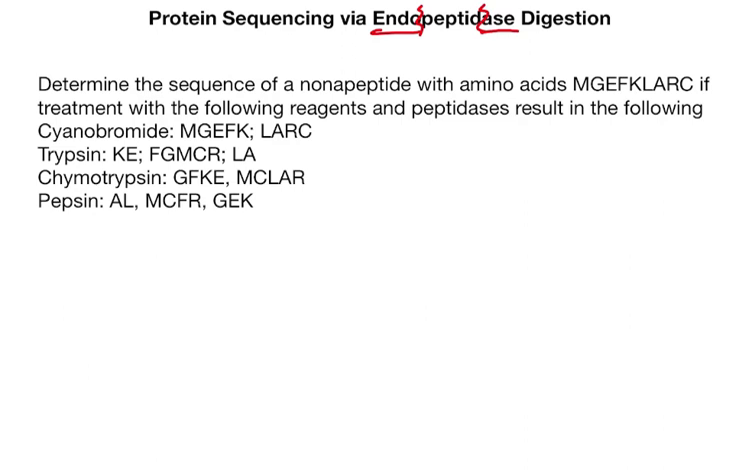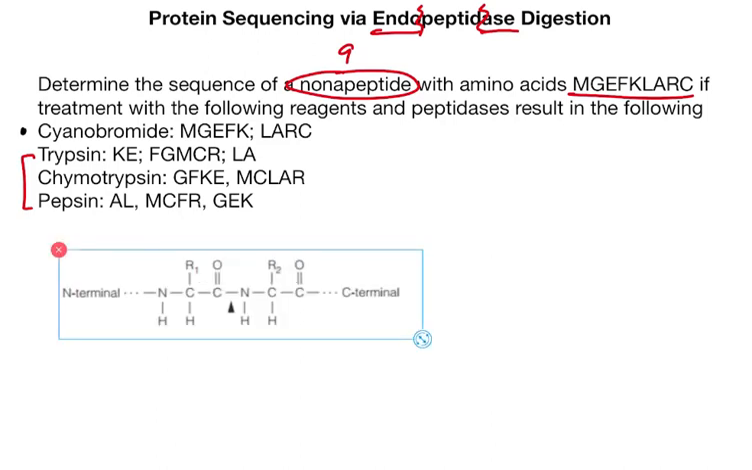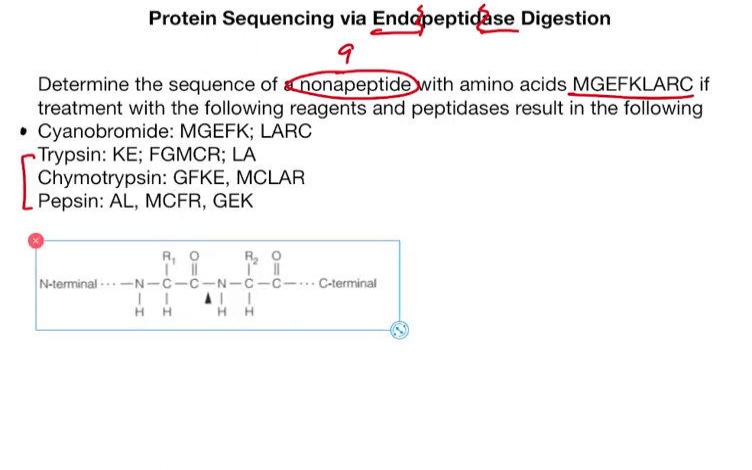It says here, determine the sequence of a nonapeptide, meaning there are 9 amino acids. With the amino acids given, if treatment with the following reagents and peptidases results in the following. So you're given a bunch of reagents and peptidases: trypsin, chymotrypsin, pepsin. These are endopeptidases. Cyanogen bromide is a type of reagent that's used in protein sequencing, and it's very specific for an amino acid that we will see. Now, to illustrate what happens here, I just have a picture of a peptide bond.